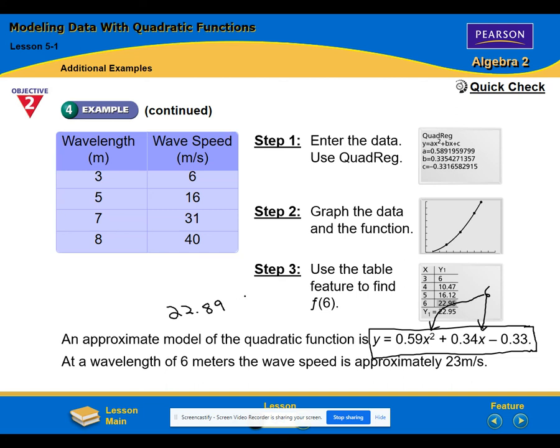Use the exact value one by using y equals, vars, 5, right arrow, enter, and then use the trace function to trace right to the point that you want to get to.